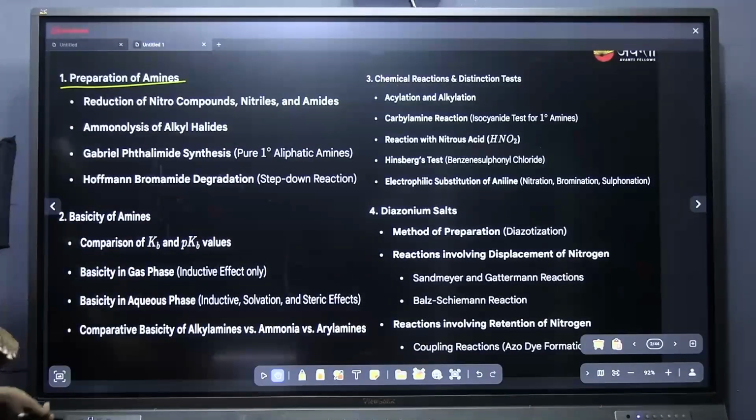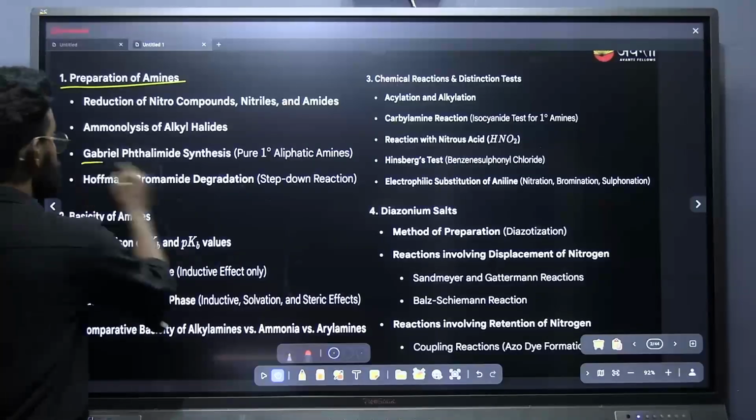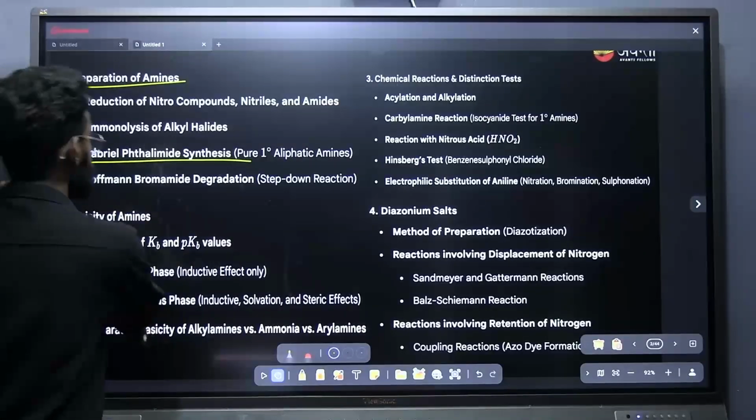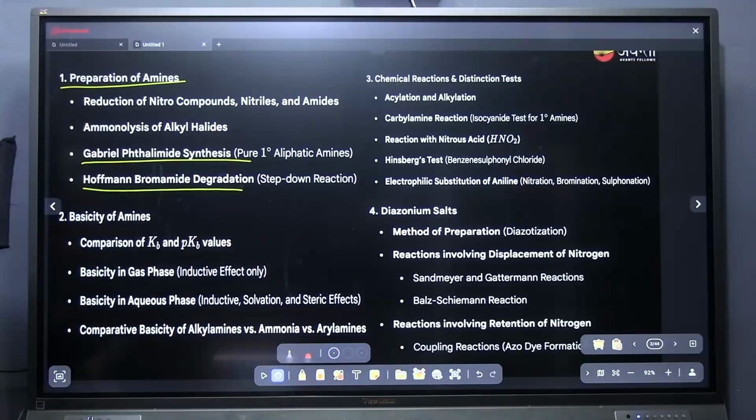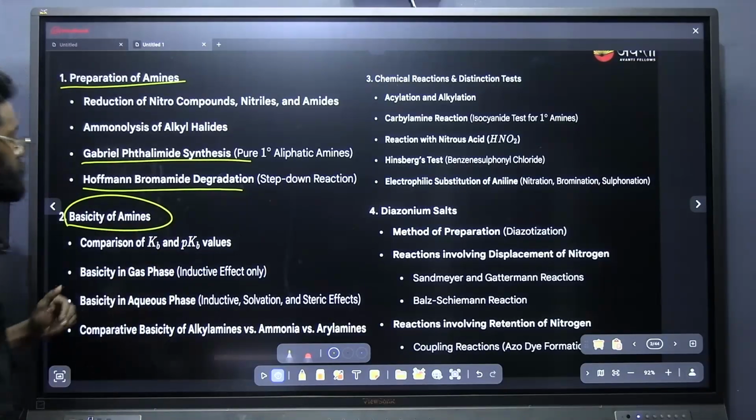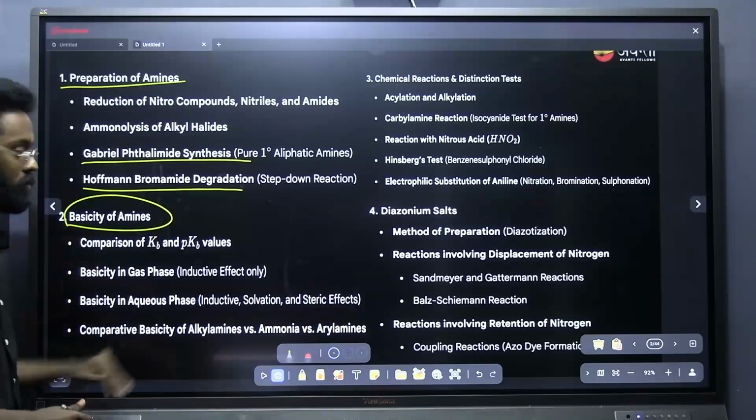Then ammonolysis of alkyl halide. Then Gabriel phthalimide synthesis. Two important syntheses of amine: Gabriel phthalimide and Hoffmann bromamide degradation. Then the basicity of amine, especially the difference of basicity of amine in the gaseous phase and aqueous phase.